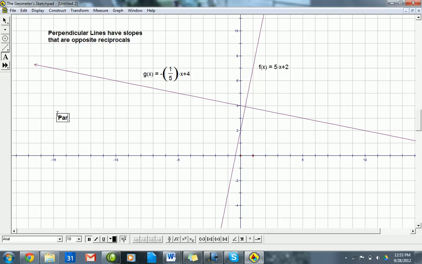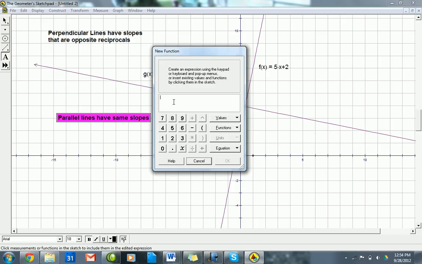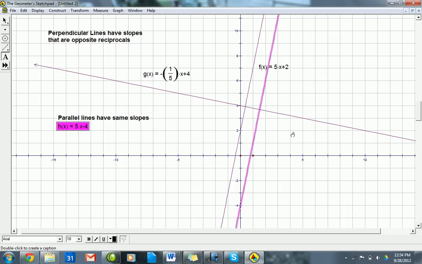Additionally, parallel lines have the same slopes, but different y-intercepts. So if I wanted to create a line that's parallel to 5x plus 2, I have to have a slope of 5 in that other line, so 5x minus 4, right? Same slope 5, but a y-intercept of negative 4. And so here are my two parallel lines, 5x minus 4, 5x plus 2. They both have the same slope, 5.